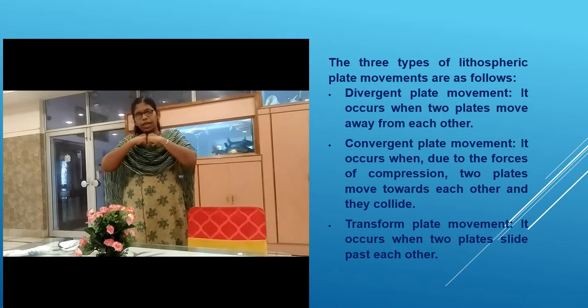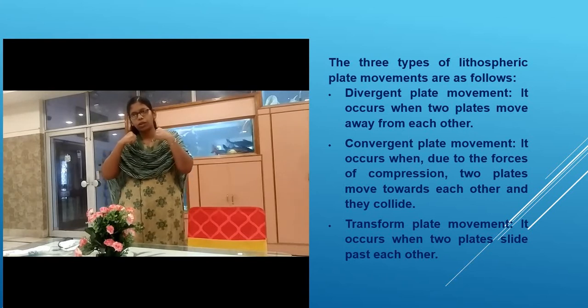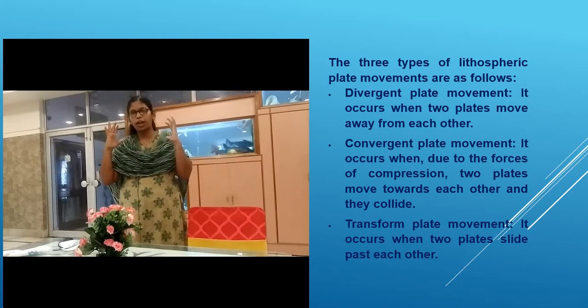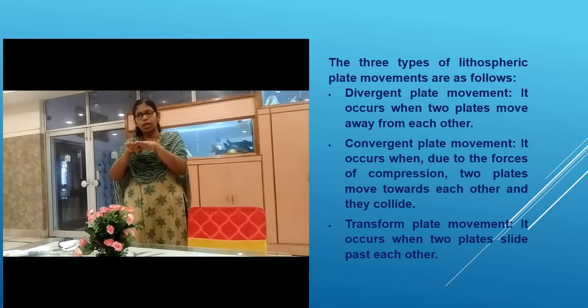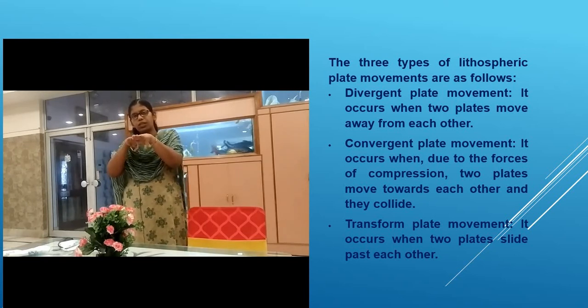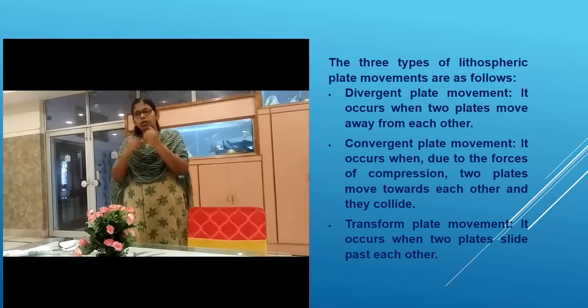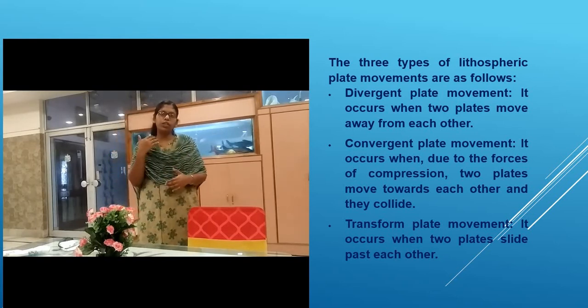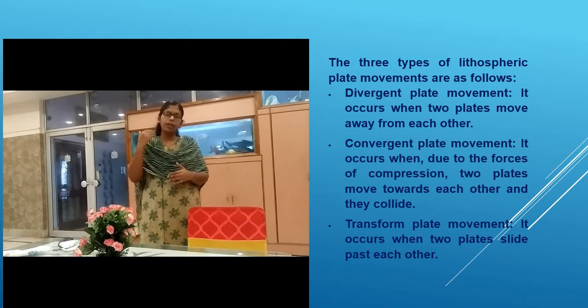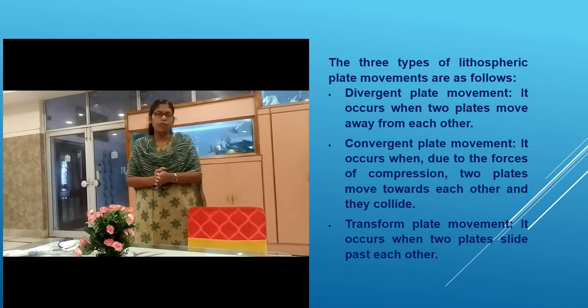So, in divergent, there is tensional force. In convergent, there is compressional force. In transform plate, generally the plates slide against each other. They slide with each other, and can slip down or move ahead. So these are the three general plate tectonic movements that happen, due to which folding and faulting happens.